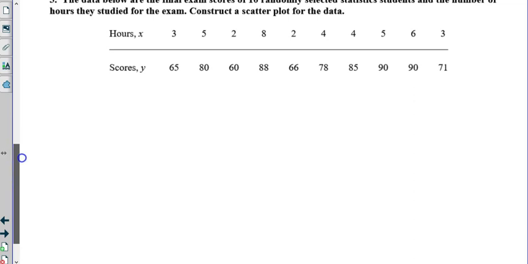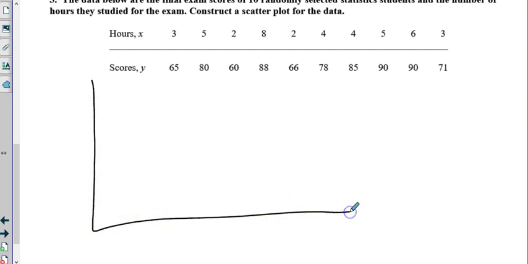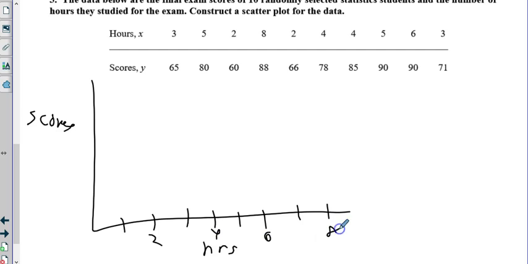All right, now we're going to make a scatter plot for this data. And we're going to be using this data for the rest of the packet. So make a big old XY. We're going to put our hours down here and scores over here. Hours range from 2 to 8. So we pretty much just go 1, 2, 3, 4, 5, 6, 7, 8. You don't have to number every one, you go every other one.